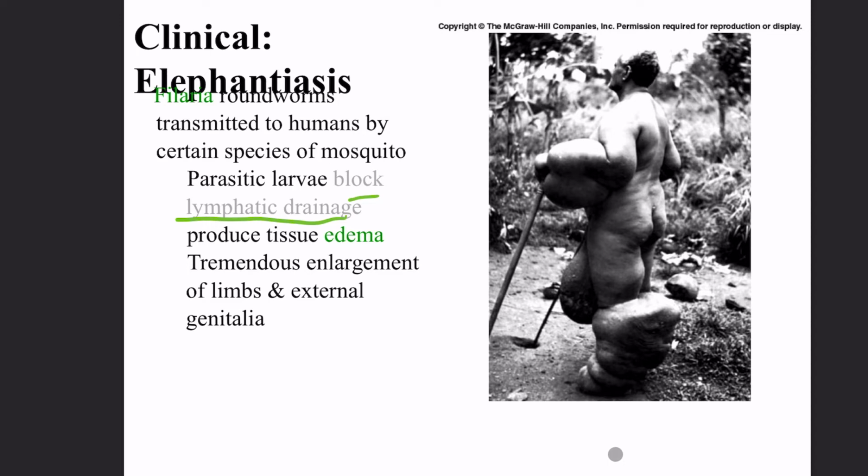And so what it does is it causes tissue edema. It's going to cause tremendous enlargement of specific areas, perhaps your genitalia, because there is no drainage of your interstitial fluid through these lymphatic vessels. To treat this, temporarily, you could release some of the fluid here and allow it to drain, but this would only be a temporary fix.